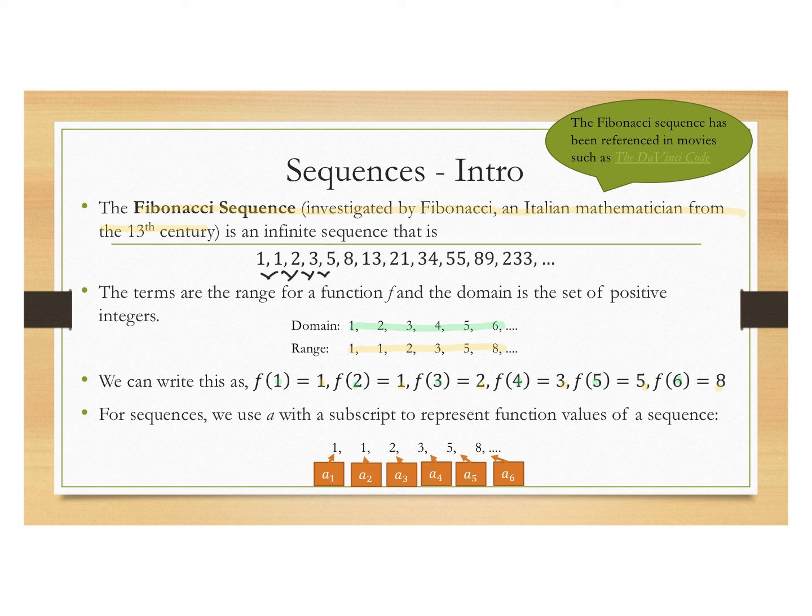For example, the first term is 1, the second term is 1, the third term is 2, the fourth term is 3, the fifth term is 5, the sixth term is 8, etc. Now, when we actually start talking about sequences, we use an A with a subscript. So A sub 1, A sub 2 for second term, A sub 3 for third, A sub 4 for fourth, A sub 5 for fifth, A sub 6 for the sixth term.